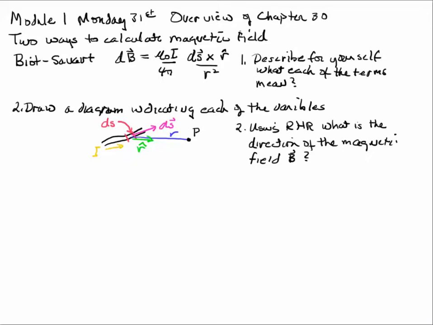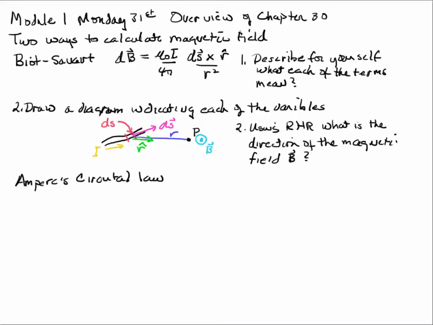Now, using the right-hand rule, what is the direction of the magnetic field at point P? Once again, pause the video and see if you can figure it out. And I show the direction of the magnetic field, and that is in the direction out of the paper.